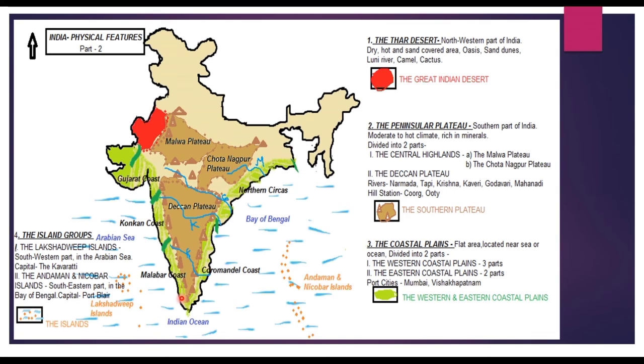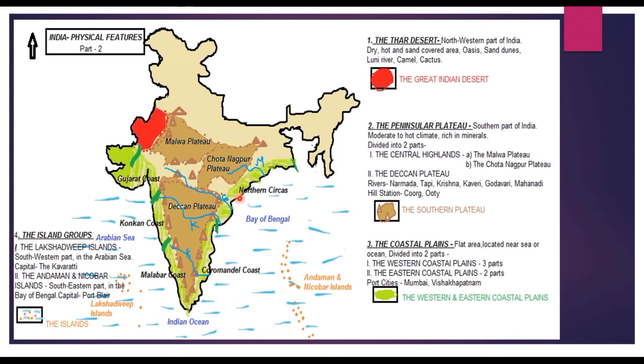The western coastal plains experience a warm climate throughout the whole year. Some rivers that flow through this plain are Narmada and Tapi. Some important cities situated on the western coastal plains are Kochi, Thiruvananthapuram, Mumbai, Goa and Ernakulam.